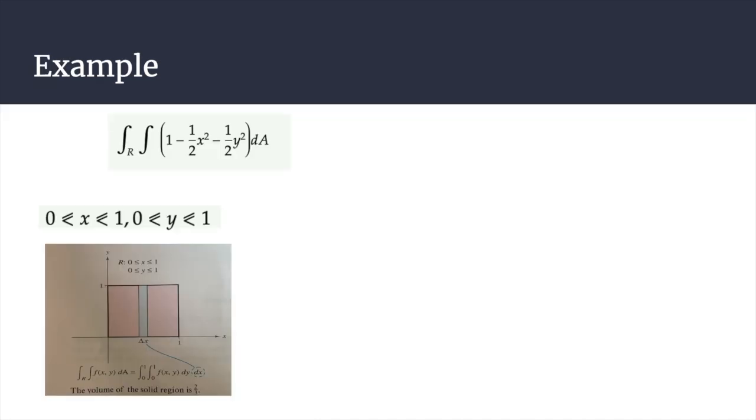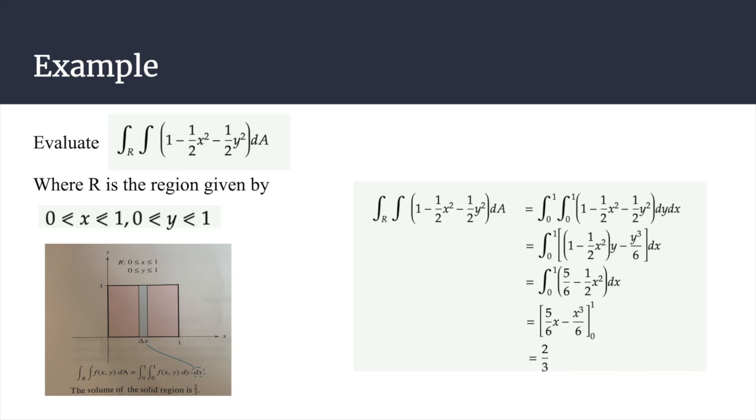So here's an example of evaluating a double integral. Evaluate the following double integral, where R is the region given by 0 is smaller than or equal to x, smaller than or equal to 1, and 0 is smaller than or equal to y, smaller than or equal to 1. Because the region R is a square, it is both vertically and horizontally simple, and you can use either order of integration. For example, you can choose dy dx by placing a vertical representative rectangle in the region, as shown in the figure. This produces the following, and the result is 2 over 3.